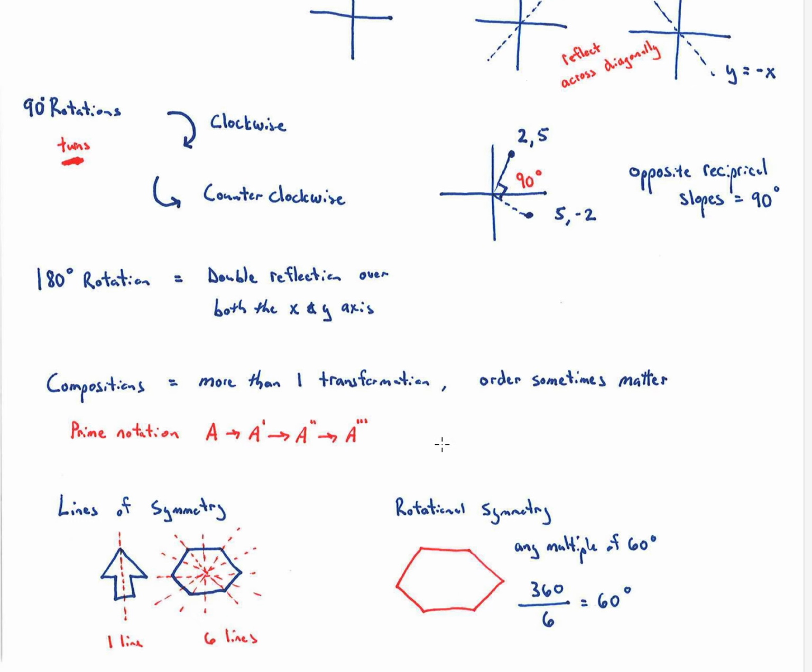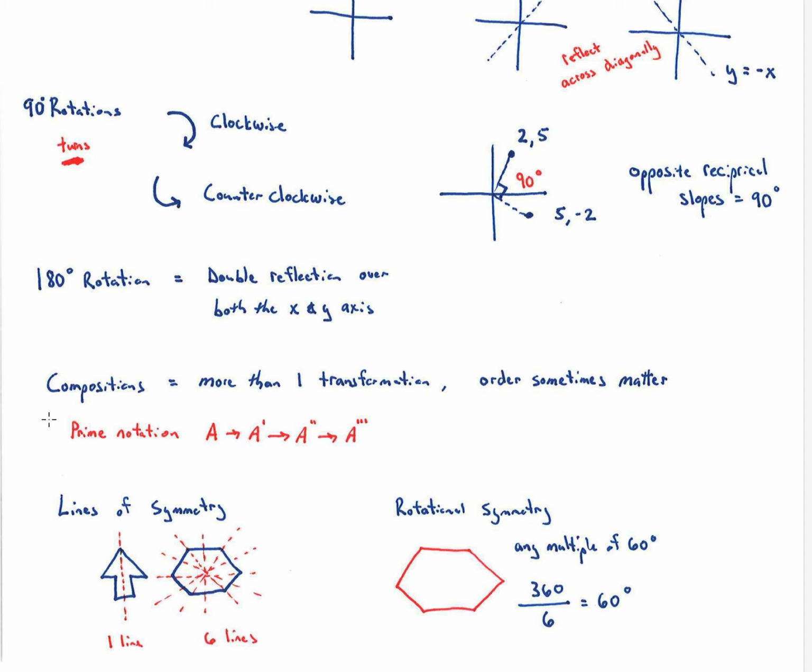If you have compositions, that's just doing more than one transformation. And the order sometimes matters, and sometimes it's actually the same thing. For instance, you can move something and then reflect it, or you could have reflected it and then moved it, and you'd end up in the exact same spot. But that's not always true. It really just depends, and you've got to think through whether the order matters or not.